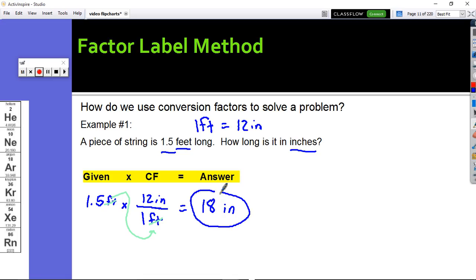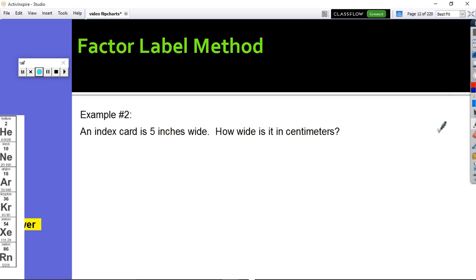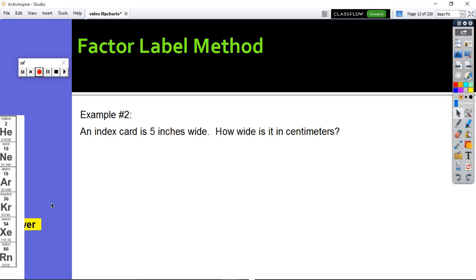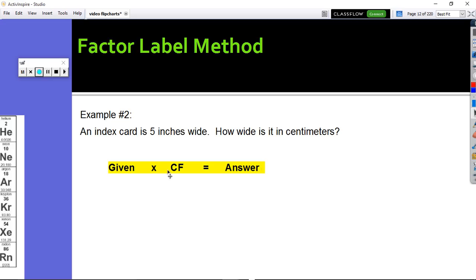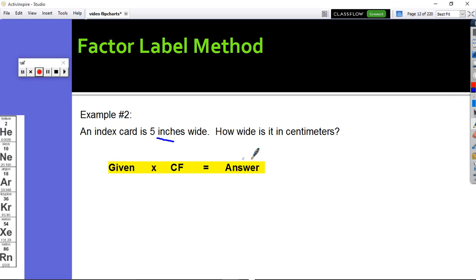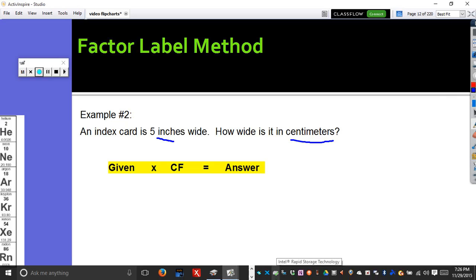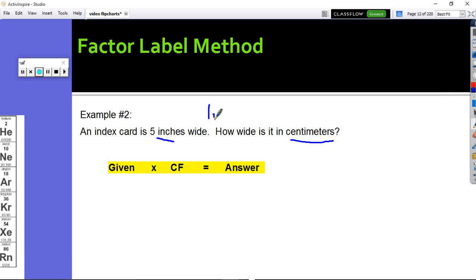Let's try another one. An index card is 5 inches wide. How wide is it in centimeters? Once again, we want to use our given, times that by the conversion factor to get our answer. But what is our conversion factor? What's the relationship between inches and centimeters? This is the kind of relationship we would be giving you. So we would tell you that 1 inch is equal to 2.54 centimeters.